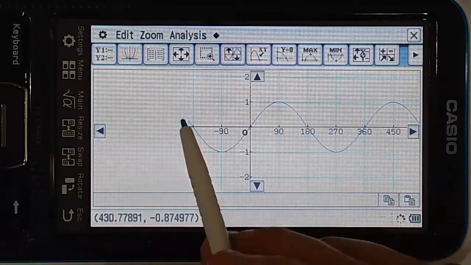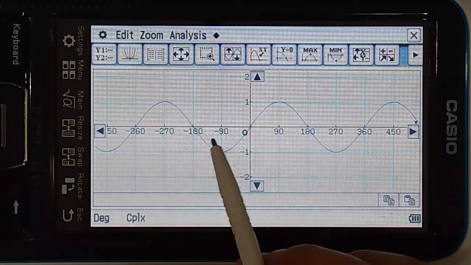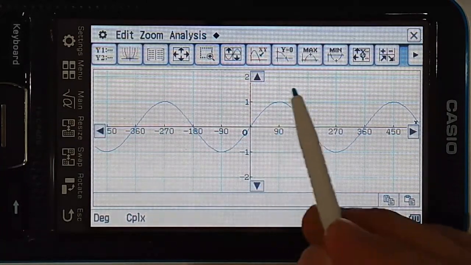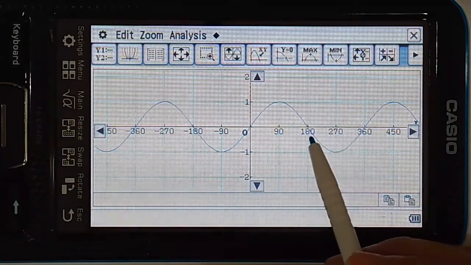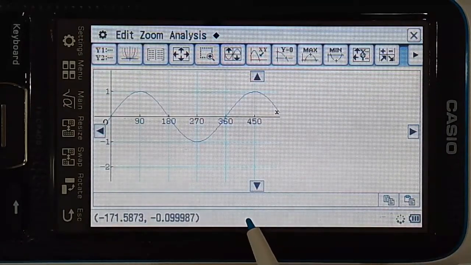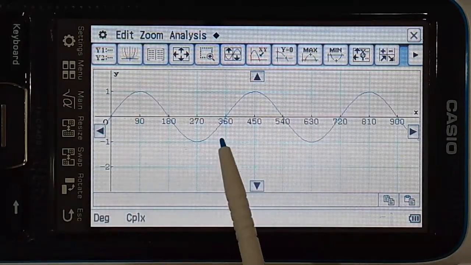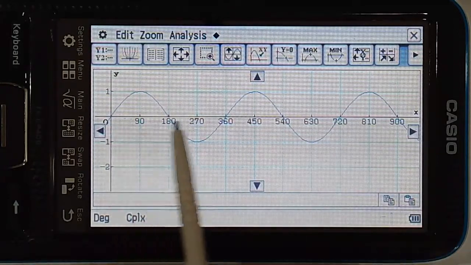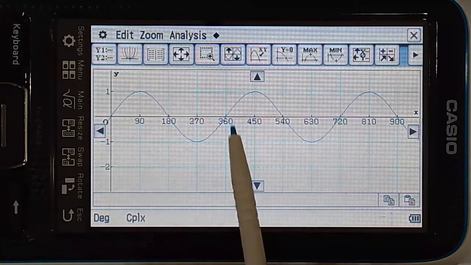If you go backwards to negative angles, you can see that the graph of sine of x just keeps repeating itself, doesn't it? It almost looks like a heartbeat, doesn't it? A mathematical heartbeat. I like that. But we're going to limit our angles on the x-axis just between 0 and 360 degrees.